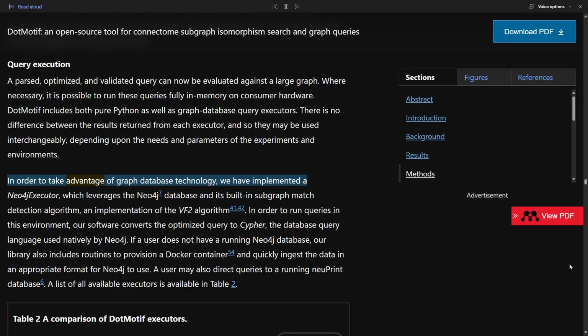In order to take advantage of graph database technology, we have implemented a Neo4j executor, which leverages the Neo4j database and its built-in subgraph match detection algorithm, an implementation of the VF2 algorithm. In order to run queries in this environment, our software converts the optimized query to Cypher, the database query language used natively by Neo4j. If a user does not have a running Neo4j database, our library also includes routines to provision a Docker container and quickly ingest the data in an appropriate format for Neo4j to use.